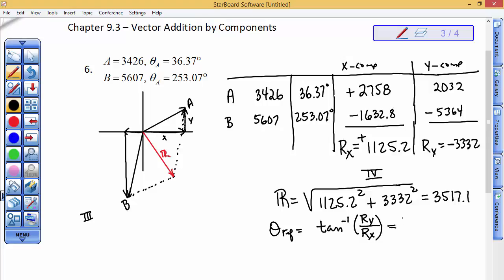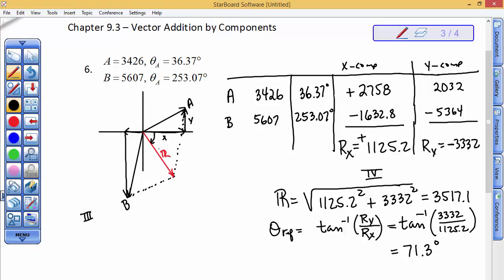So if you go second tan of the y value, this 3,332, don't use the negative sign. So you can just get a reference angle divided by the x component of 1125.2. With this number being bigger than this number, it should be more than 45 degrees. I think it turns out to be 71.3 degrees. So look over here. So the resultant is, this is the 71.3 degrees.